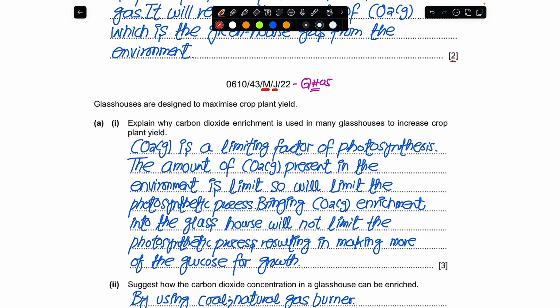Moving onward, we have the next question, and this is again from the external factors of photosynthesis. It appeared in May-June of 2022. The variant for your theory paper was 4.3, and this was question number 5.